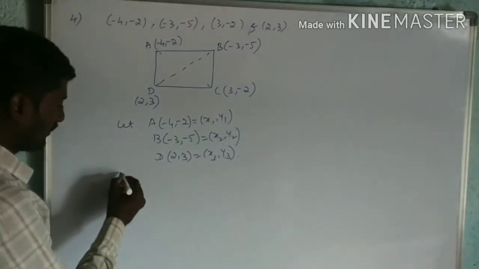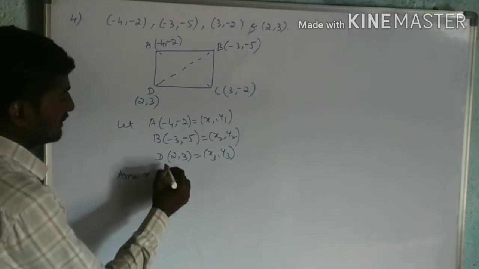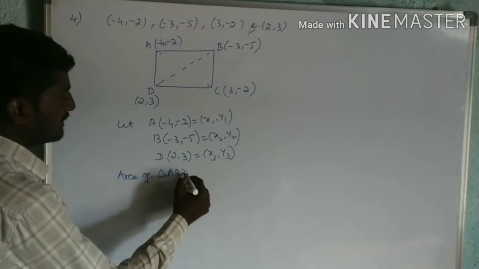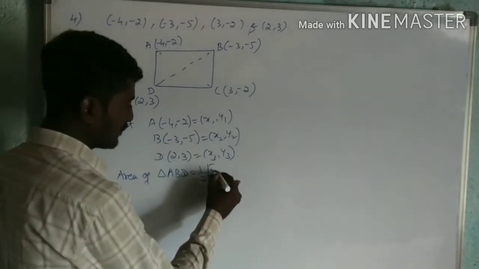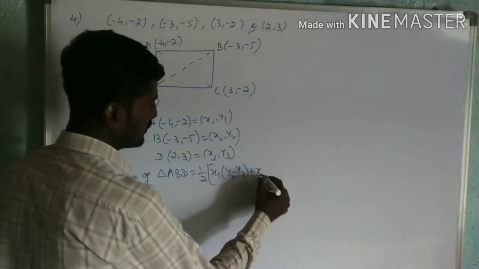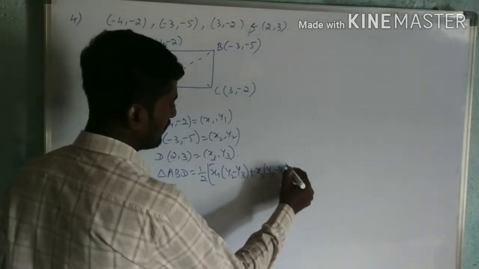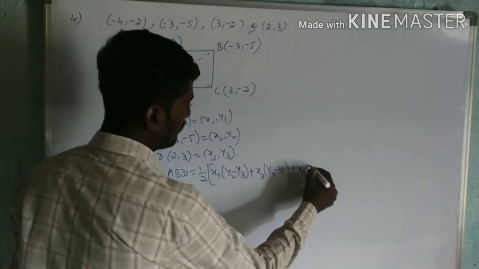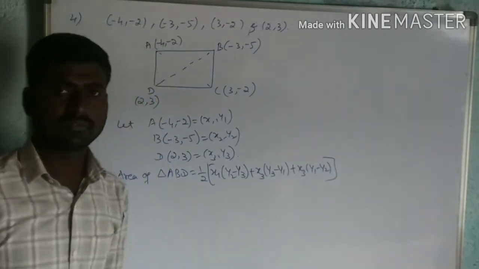Now I'll write the formula. Area of triangle ABD is equal to 1 by 2 into, write the formula, x1 into y2 minus y3 plus x2 into y3 minus y1 plus x3 into y1 minus y2. Okay, this is the area formula.